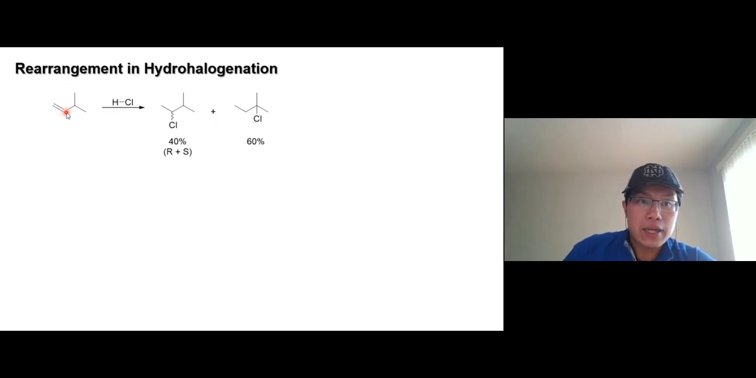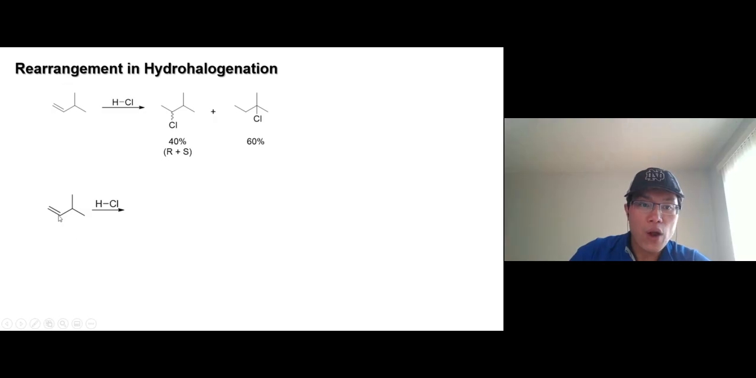Hydrochloric acid reacts with this. So the chlorine is supposed to be added onto this carbon, right? But it's only 50%. You get R and S, you know that? But the major product is where chlorine adds onto the more substituted carbon. This guy does not even have a double bond, you know that? But how does that happen? Well, the rearrangement, the hydrogen shift here.